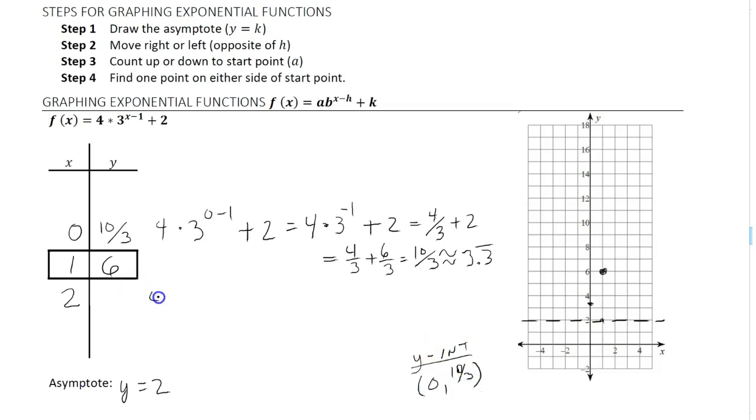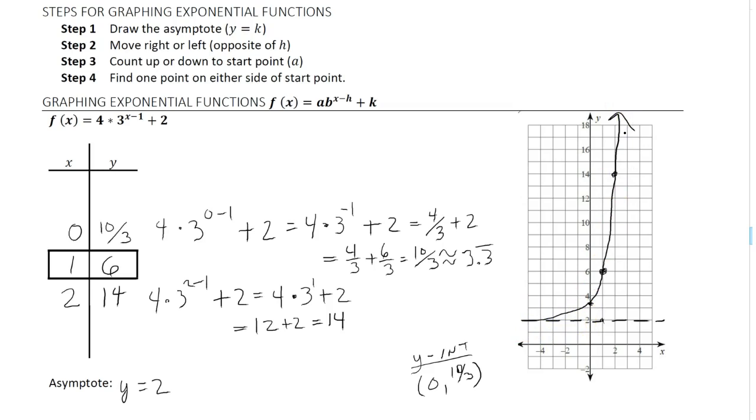Now calculate 4 times 3 to the 2 minus 1 plus 2. This is 4 times 3 to the 1 power plus 2, which is 12 plus 2, or 14. Now graph 2, 14. This is enough to give us the general shape of the graph. Once again, we have exponential growth. Now let's look at another example.